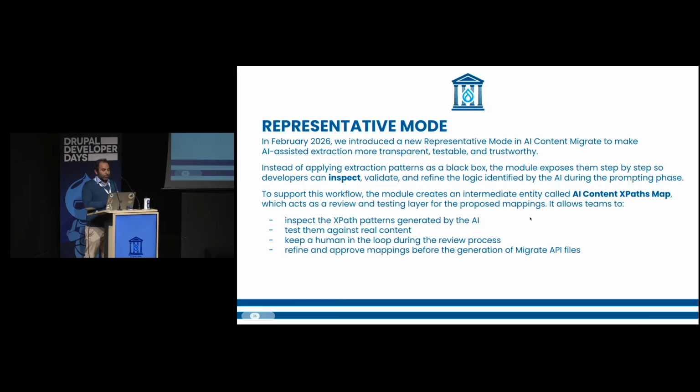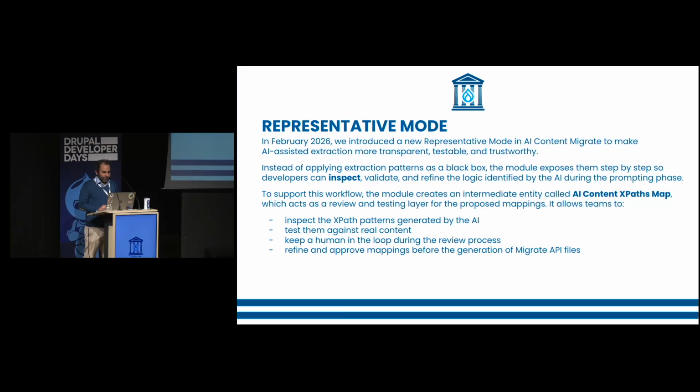In February 2026, we introduced the representative mode, that is another feature of this agent. So we can make the AI assistant content migration more testable. So the idea behind this feature is simple. Instead of treating the AI generation, the extraction logic of the model, as a black box, we expose it as a reviewable process. So this is important because the target persona that will use this mode is a developer, because you need to know what an XPath is, basically.